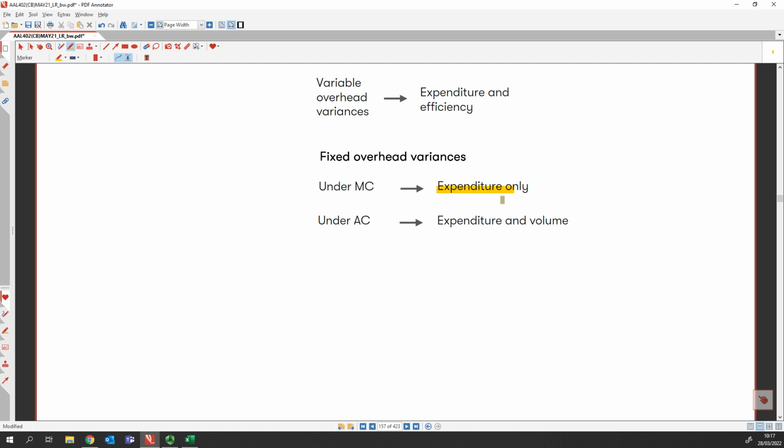With absorption costing, you are essentially comparing the overheads absorbed with the overheads incurred. So under absorption costing, the fixed overhead variances are essentially looking at under or over absorption. And the reasons why we might over or under absorb, if you remember from chapter 1, that refers to either spending more or less than we thought we were going to, or producing more or less than what we thought we were going to.